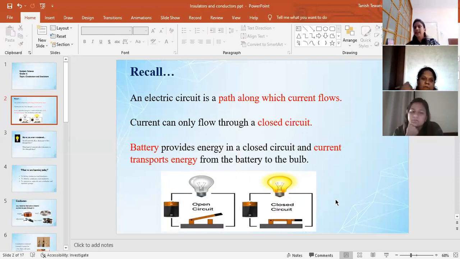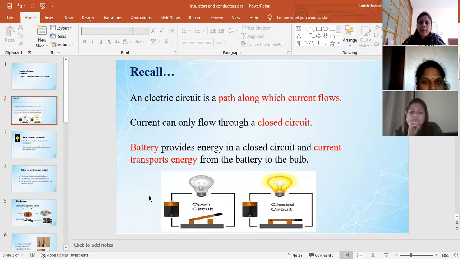So this is an electric circuit. In this image the bulb is not glowing because a gap is there. Can you see this gap? This switch is off, so the energy is not going to the bulb. That's why in an open circuit the bulb is not glowing. To pass the electricity, the circuit should be closed. Okay, children?